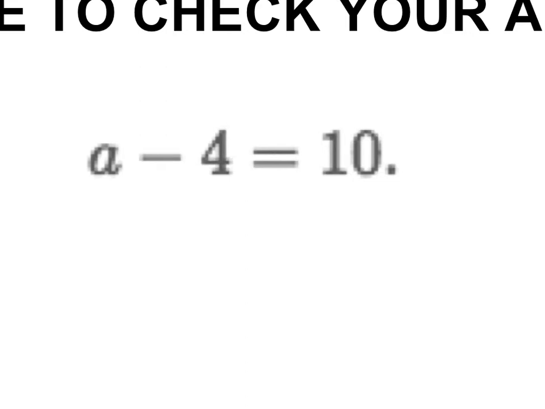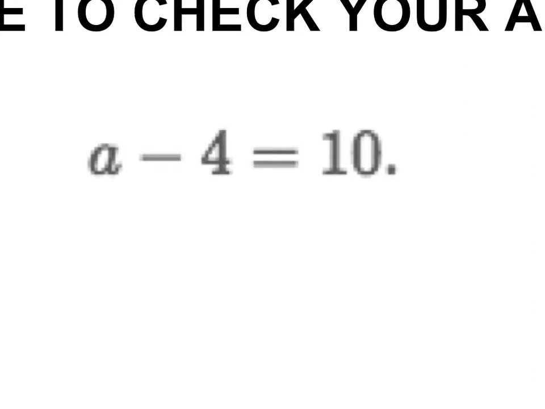Okay, so we kind of already know what the answer is. And that's kind of how I want you to think. These equations will get more complicated as we move through the class, but right now, you can ask yourself that question and just be able to figure out what a is intuitively. But let's do the algebra, okay? So if I have a minus 4, then what's the opposite of subtracting 4?